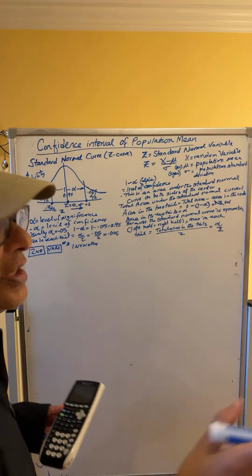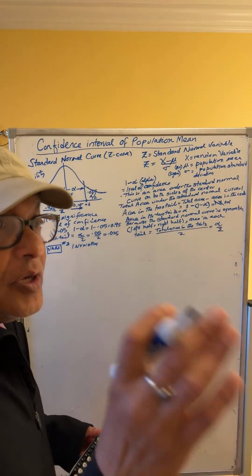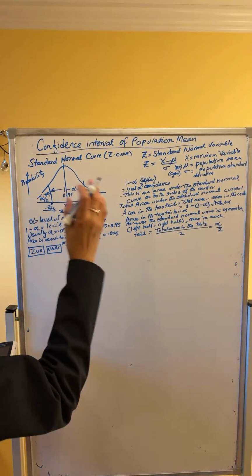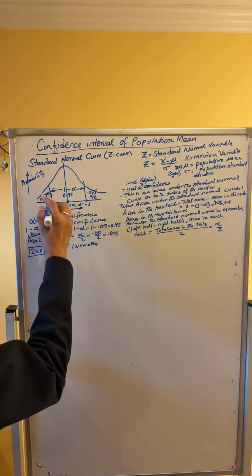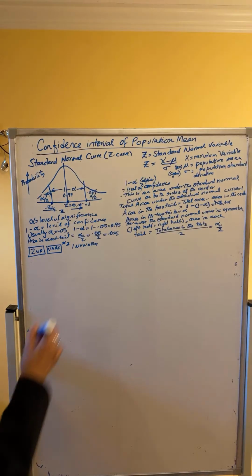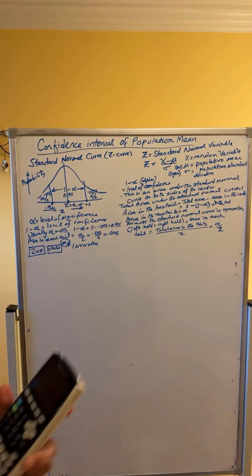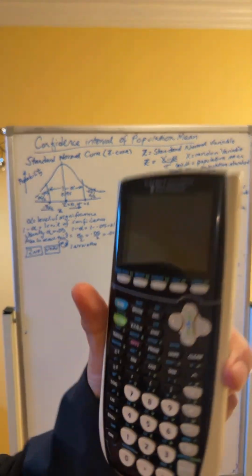When we need to find an area, then we will use second, inverse 2, which is normalCDF. In this case, the area to the left is known, and minus z alpha by 2 is unknown. So we are going to use second, inverse 3. Let me show you how we are going to do it.